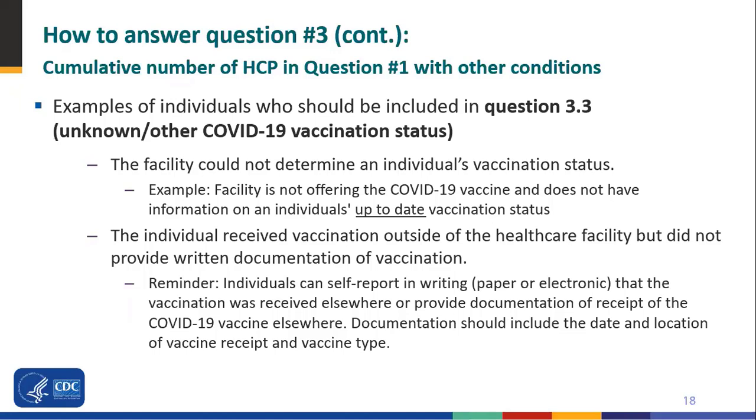Another example is if an individual received the vaccination outside of the facility but did not provide written documentation of vaccination. As a reminder, please note that individuals can self-report in writing that the vaccination was received elsewhere or provide documentation of receipt of the vaccine. Documentation should include the date and location of where the vaccine was received and vaccine type.